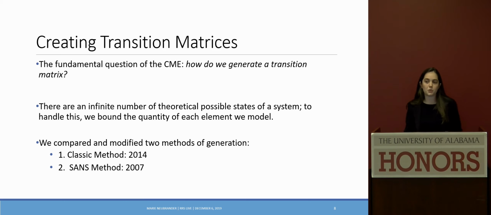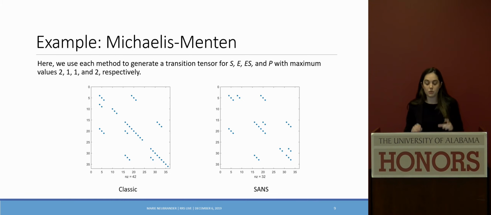And a big part of my research was sort of rewriting this method and making it more efficient, more computationally effective, and then analyzing similarities and differences between the classic method and the SANS method. So when we actually go to create a transition matrix using these methods, we see some differences.